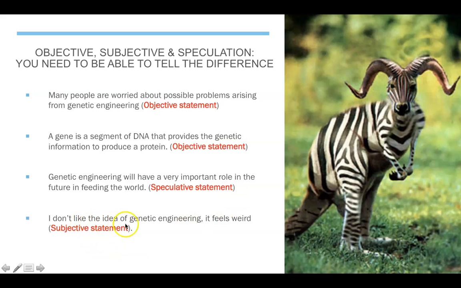And then, "I don't like the idea of genetic engineering, it feels weird," is a subjective statement. That is that person's opinion. My opinion is subjective. Your opinion is subjective with regards to how you feel about something. Objective would be actual statistical data and statistical research that says this is this. So objective is statistical data that we have proof of. Speculative is making an assumption in terms of what would happen in the future, and subjective is the way you feel about something.